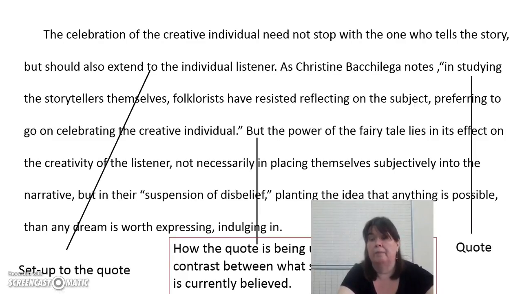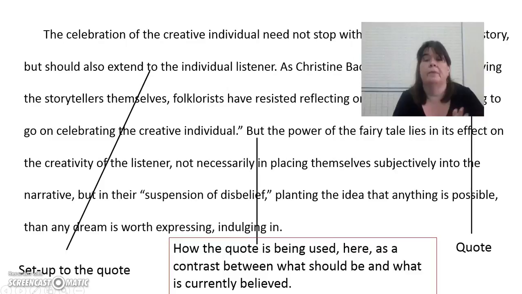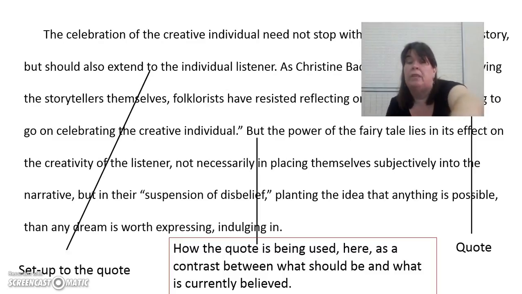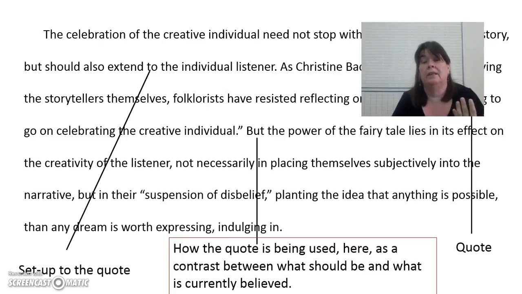Here the quote is being used as a contrast between what's currently believed or currently practiced and what it should be, okay? So I'm talking about how the power of the fairy tale, yes, there's a creative individual who tells the tale, but there's also creativity of the people involved. And so rather than reflecting on the subject, folklorists should also look at the people who hear the fairy tale and its effect on them.